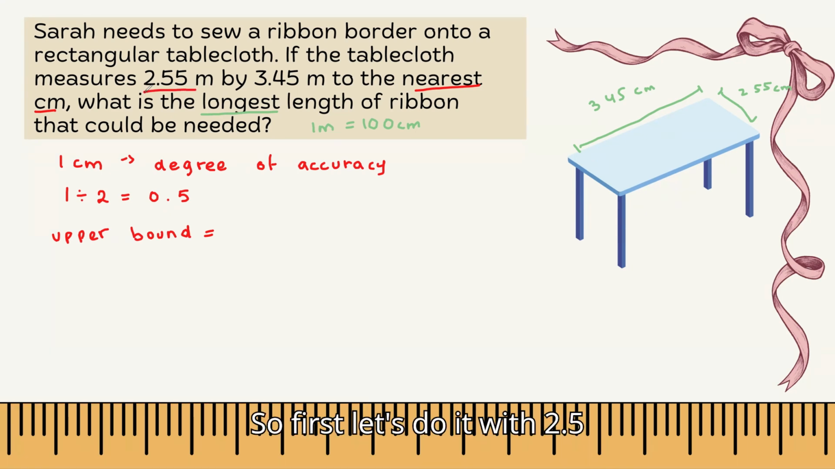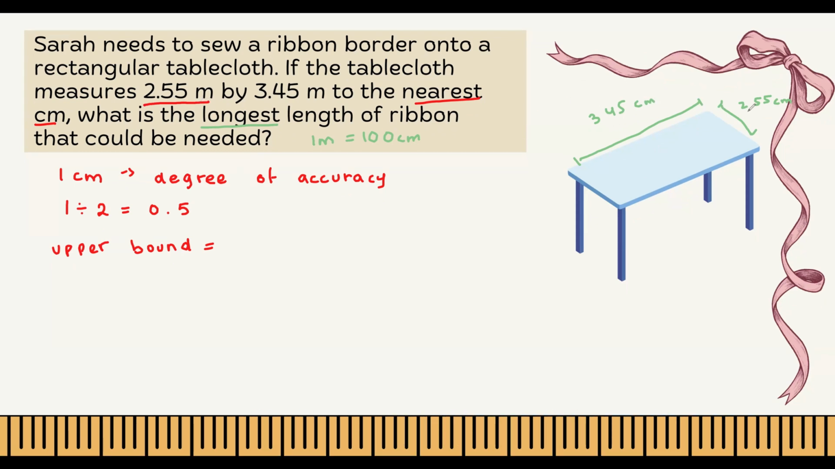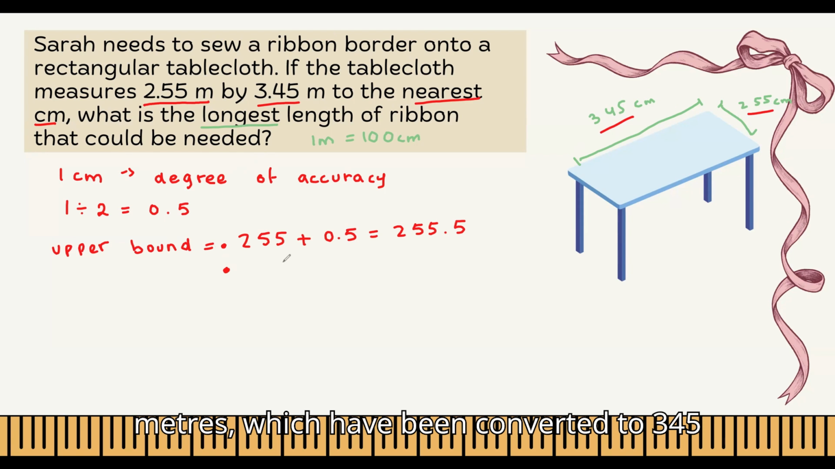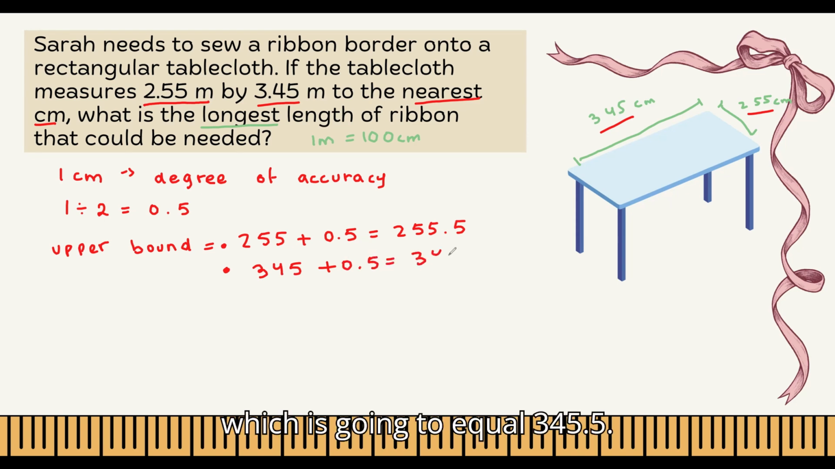So first let's do it with 2.55 meters, which we have converted to 255 centimeters. So 255 plus 0.5 will give me 255.5. And then this is our first value. Our second one is 3.45 meters, which has been converted to 345 centimeters. So 345 centimeters plus 0.5, which is going to equal 345.5 centimeters.